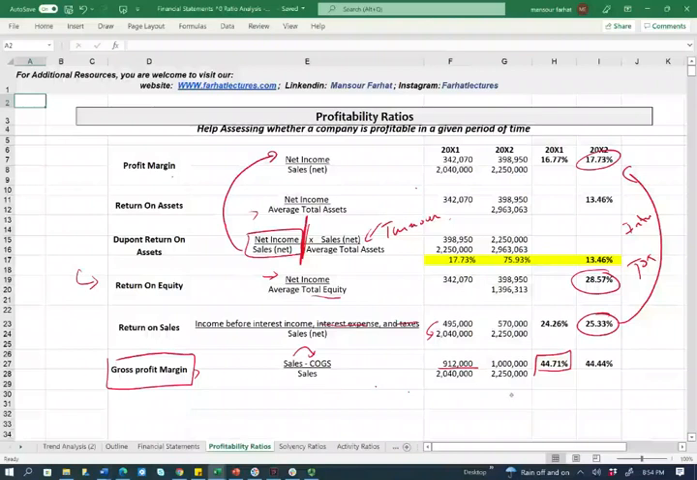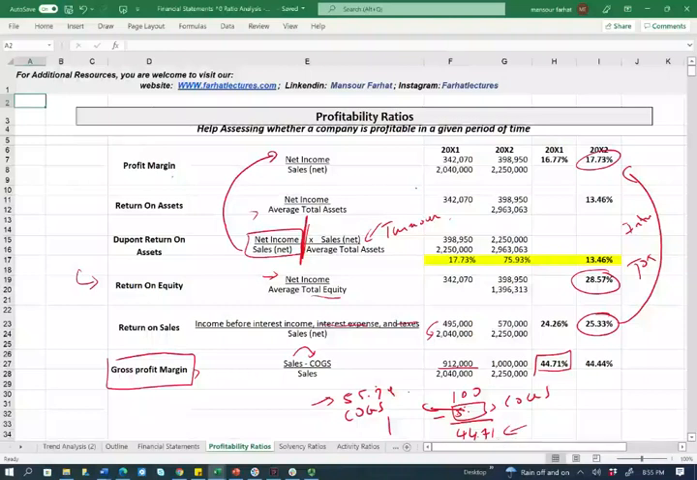How do we interpret this? We say that for every dollar in sales, we are keeping profit of 44.71 cents. It means the remainder is cost of goods sold. So it gives us an idea about what cost of goods sold is, because one minus the profit margin tells us how much it costs. 55.29% is the cost of goods sold. So in year one, every time we sell something for $100, $55.29 is cost. What's left in profit is $44.71.